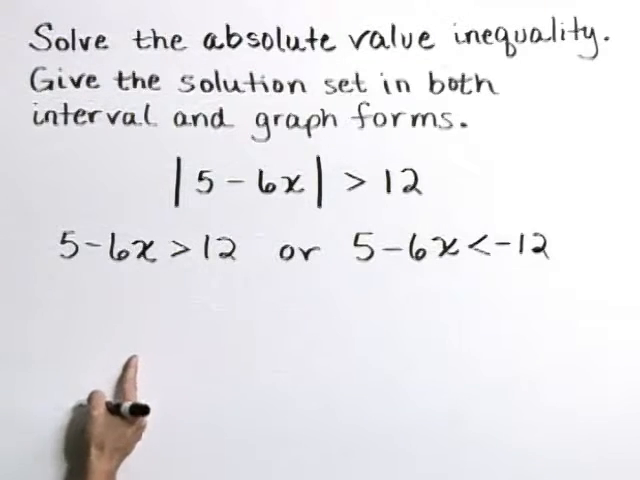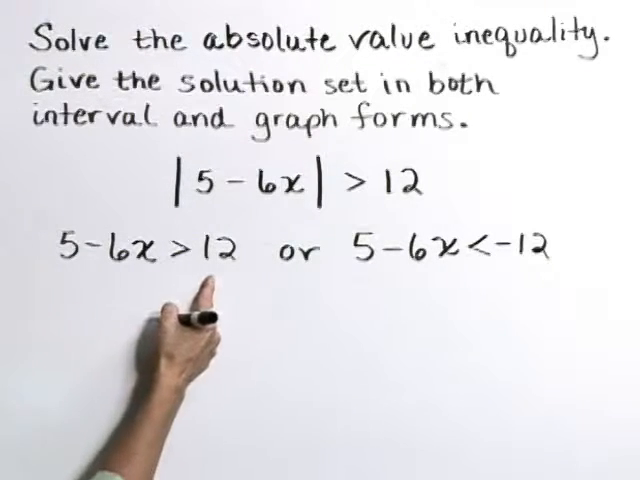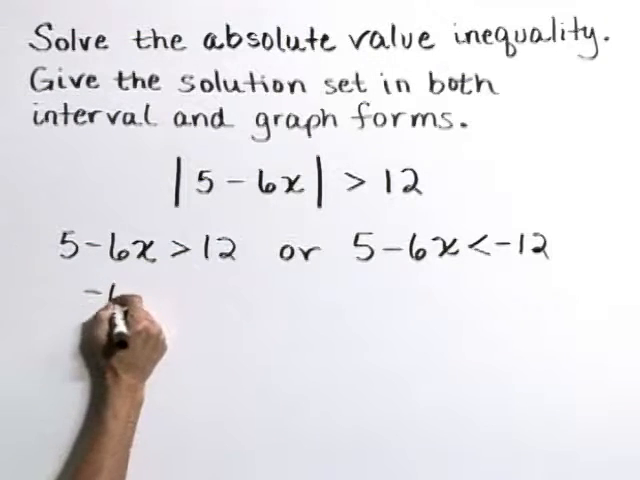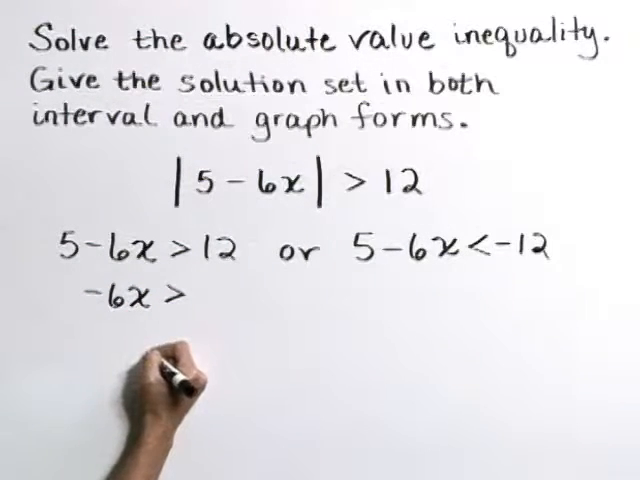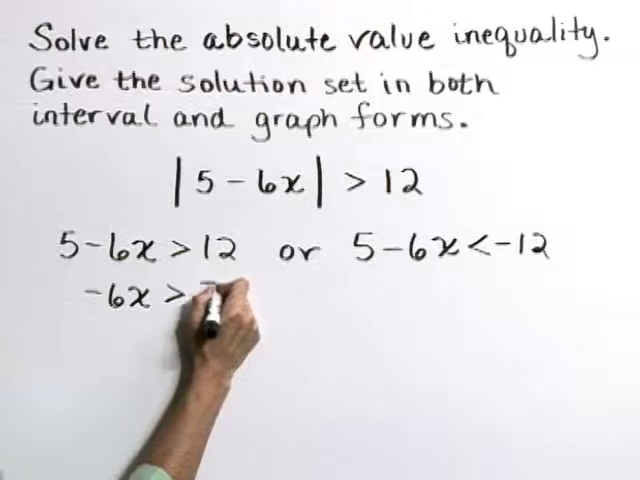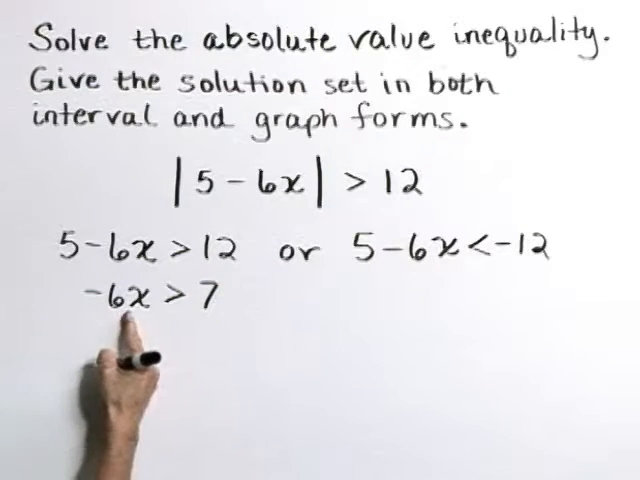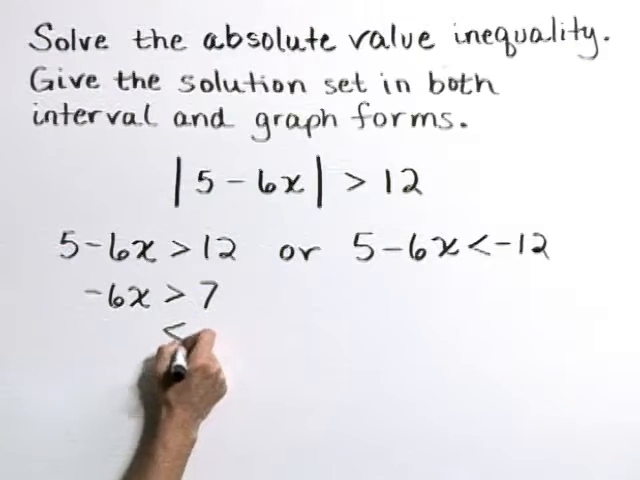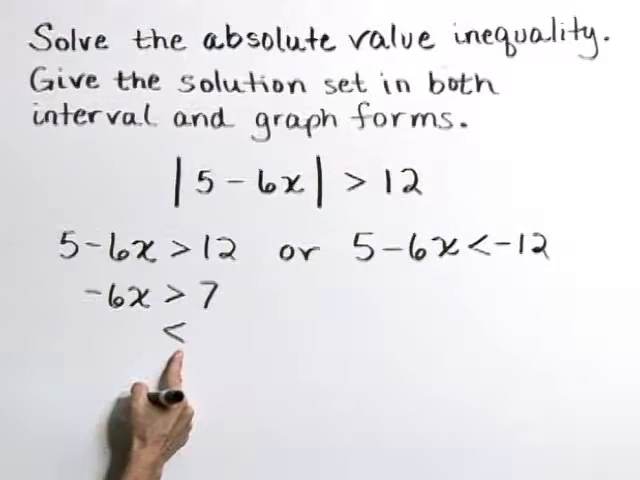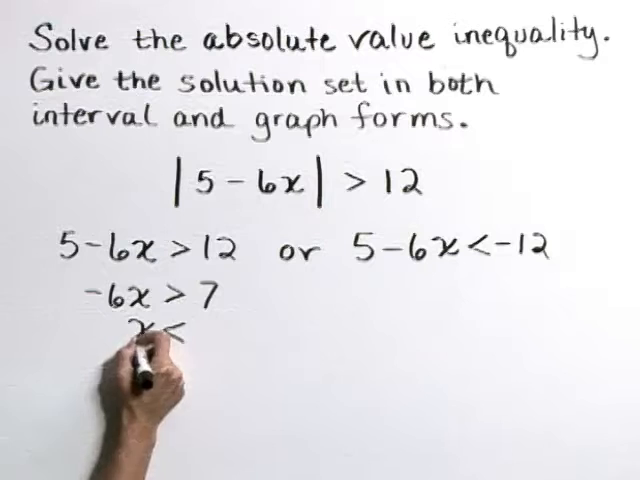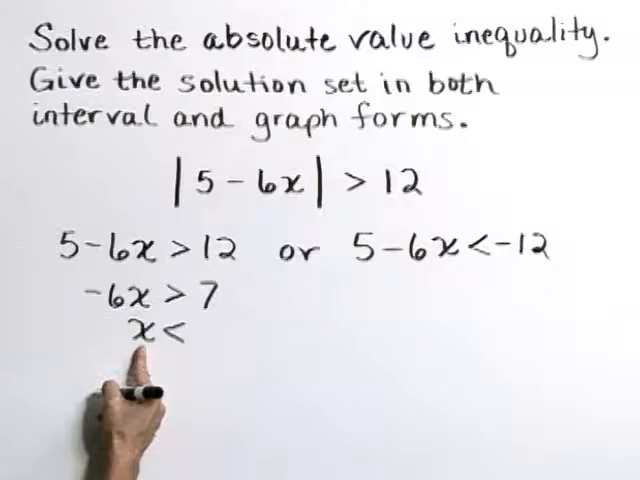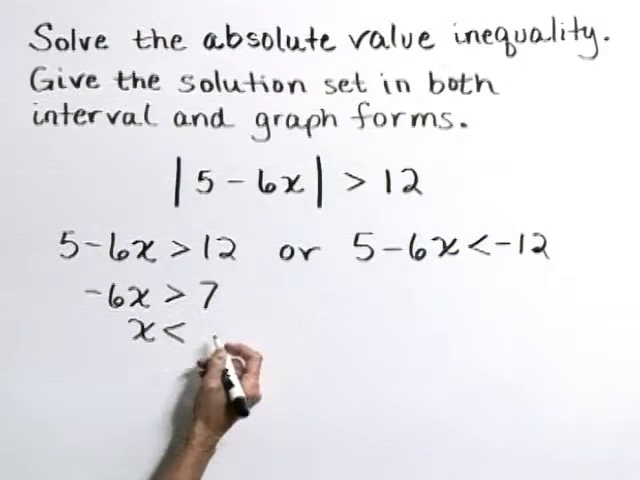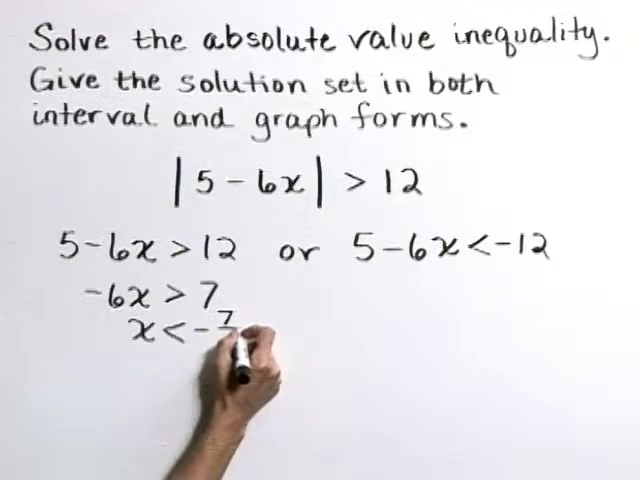And let's solve each. Starting on the left over here, subtract 5 from both sides, giving negative 6x is greater than 12 minus 5, which is 7. Now divide both sides by negative 6, which is going to switch the direction of that inequality symbol. Dividing the left by negative 6 gives x. The right by negative 6 gives a negative 7/6.